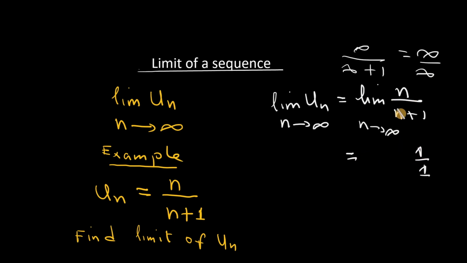Taking the limit of this is like taking the limit of 1 over 1 as n becomes large. The limit of 1 over 1 is the same as 1. So it means the limit of this function as n becomes very large is 1.